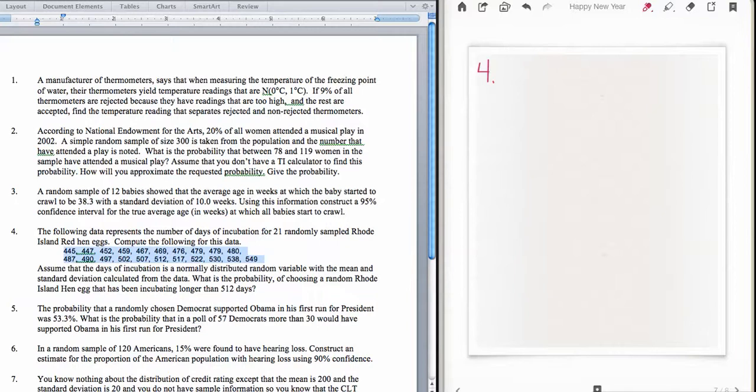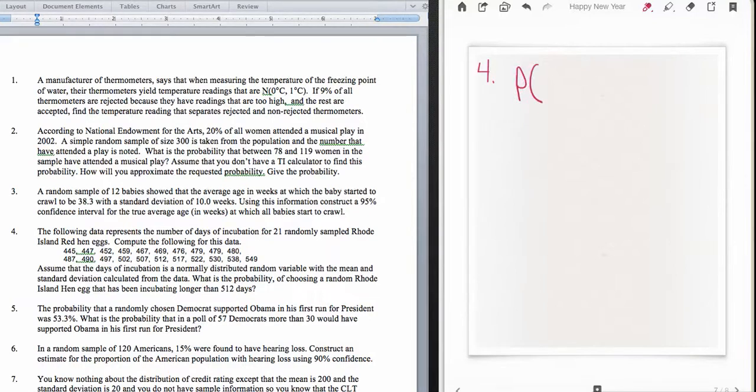This is asking us for a probability, right? What is the probability? And it says that incubation, so our random variable is representing the number of days to incubation, okay, that's our x. So x, number of days to incubation, is longer than, so that's a strict inequality, greater than, and it's 512 days.